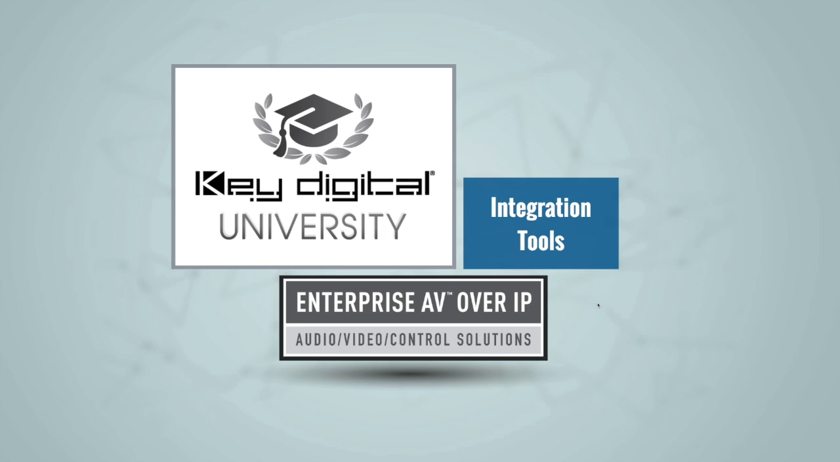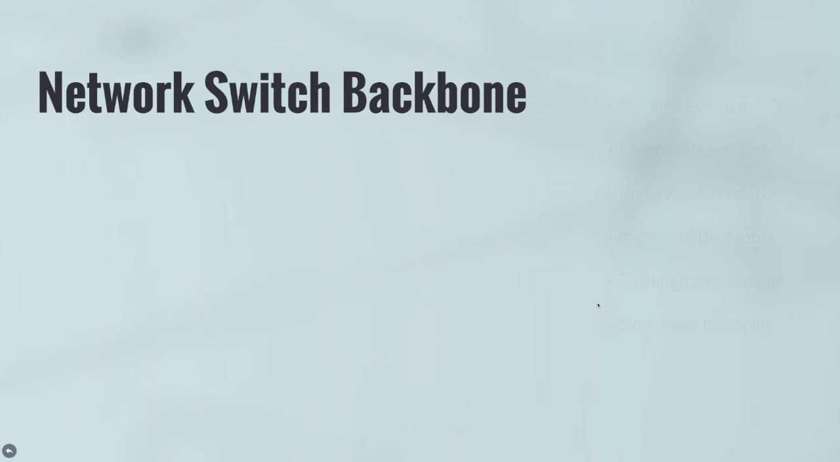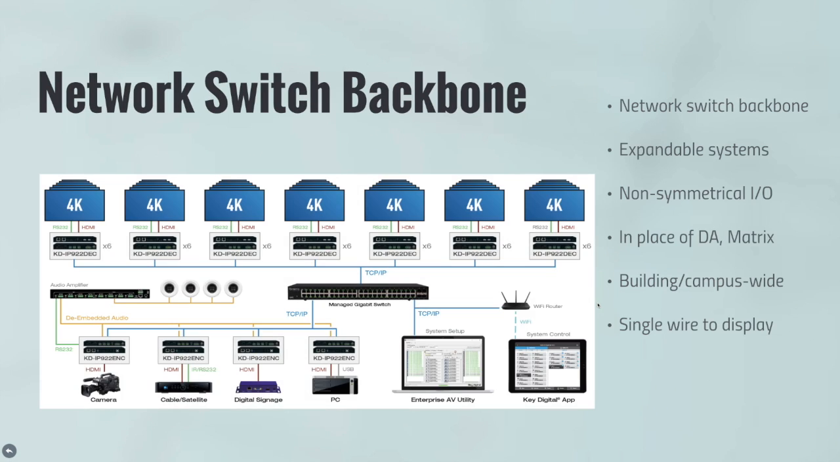How does AV over IP work? Well, as you've already deduced, AV over IP uses a network switch as the backbone, essentially creating a video matrix or working in place of a video matrix. You could create expandable systems by adding encoders, decoders, and we have specific verified network switches that you can use their fiber link ports to go beyond one network port, 48 port maximum switch size.